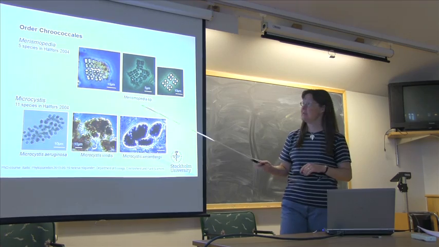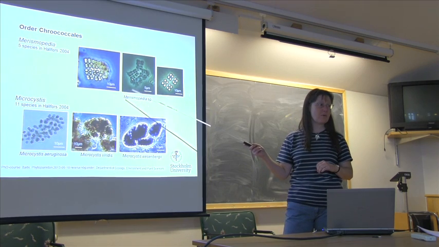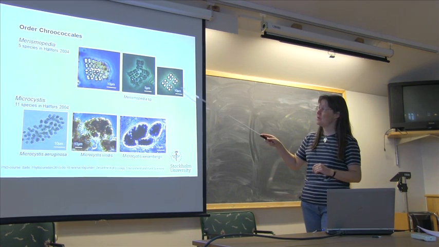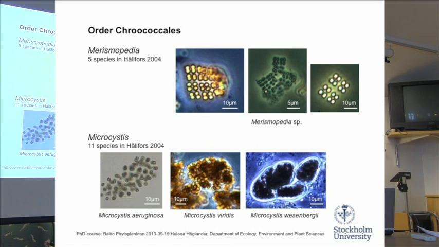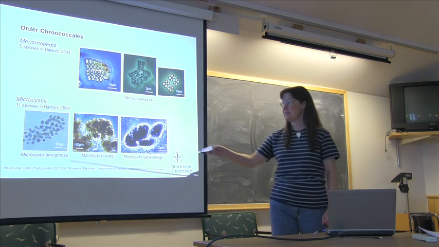And we have this Merismopedia. We have a couple of species occurring in the Baltic, but there are more species in freshwater. And they are usually sitting 4 and 4 cells together, and they can form colonies. They're usually flat colonies, like a paper of cells. And they're always arranged 4 and 4 together. So they're quite nice to see, and there you use the sizes and the forms of the cells to distinguish between the different species.